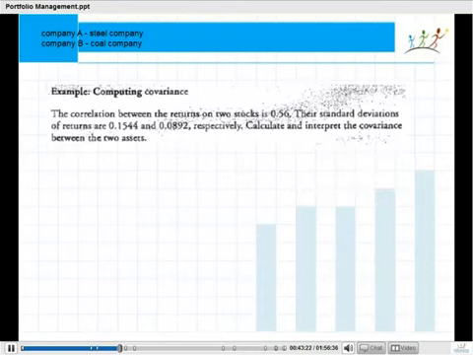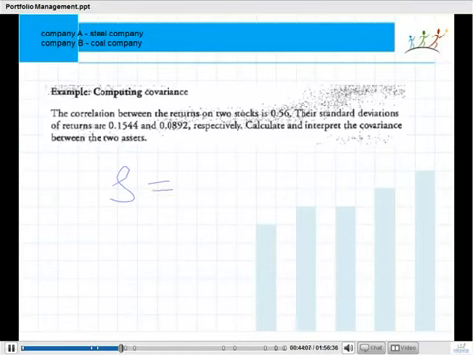So this kind of analysis can help us evaluate our intuition about stocks, that we feel that the two stocks may move together, we may feel that the two stocks may move negatively. We can do this analysis and check whether our intuition has historically been correct or wrong. The correlation between the returns on two stocks is 0.56. Their standard deviations of returns are 15.44% and 8.92%. Calculate and interpret the covariance between the two assets.